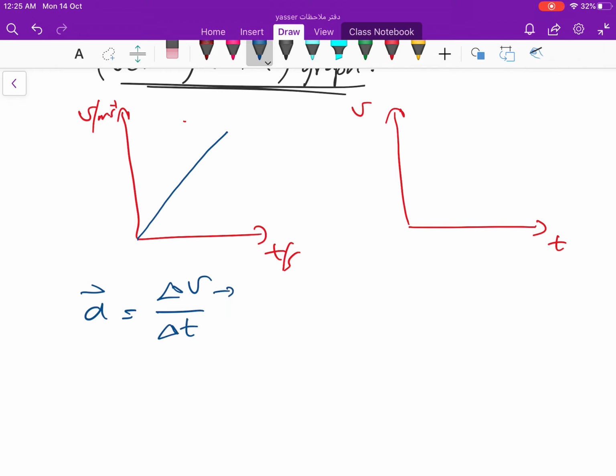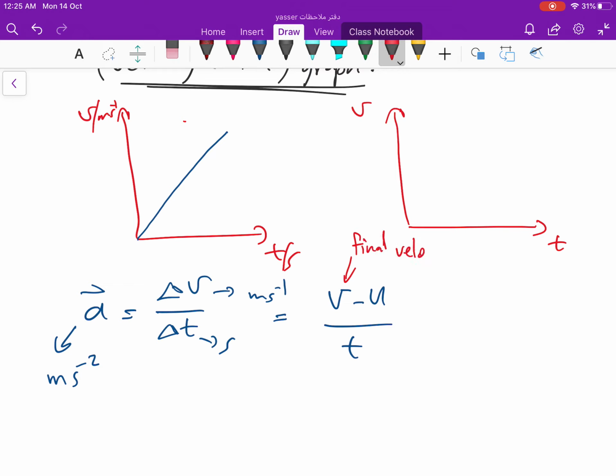And what is the unit of velocity? It is meter per second. What is the unit of time? It is second. So the unit of acceleration is meter per second squared. If we simplify this, we put v minus u divided by t. What is v? V is the final velocity. What is u? Initial velocity. What is t? T is time. So final velocity minus initial velocity divided by time will give us the average acceleration.